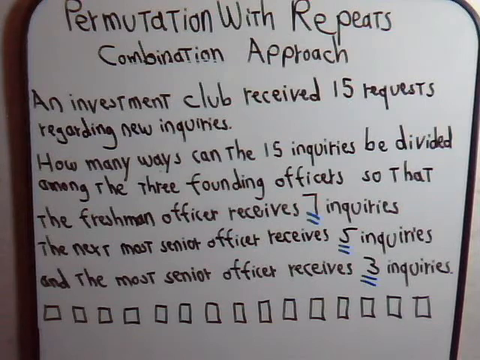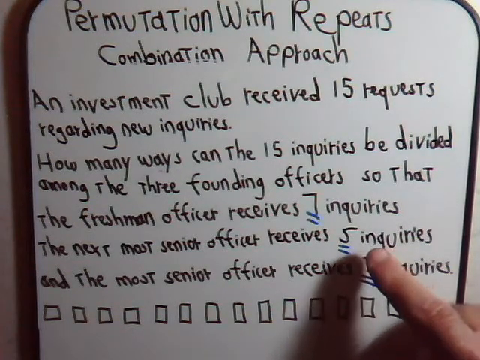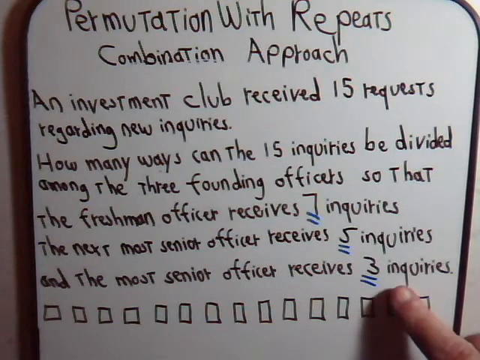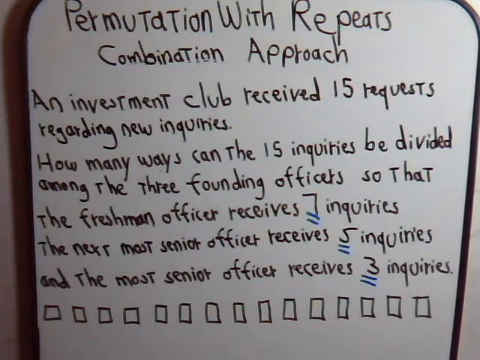And the way to approach the problem perhaps would be to imagine that each one of the 15 inquiries is put into an envelope like this. And if we're asking how many ways can we choose 7 of them for the freshman officer, how many ways can we choose 5 of them for the next most senior officer, how many ways can we choose these envelopes for the 3 of them for the most senior officer, that's tantamount to asking, well, how many ways then can we permute these 15 different envelopes if we consider 7 of them to be identical.